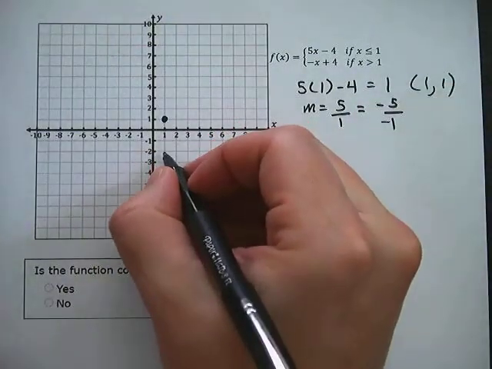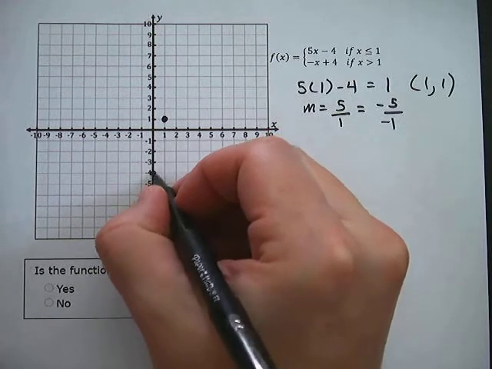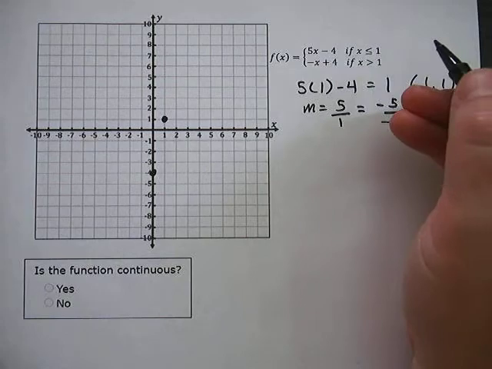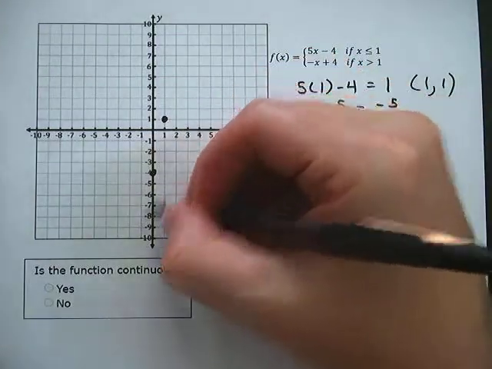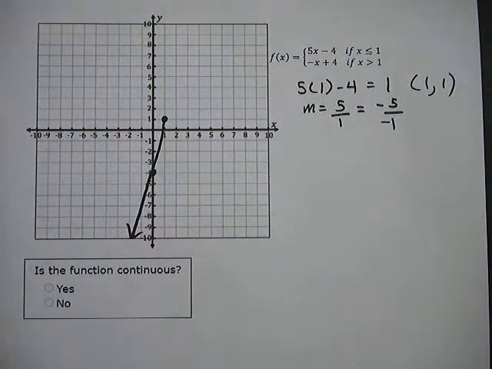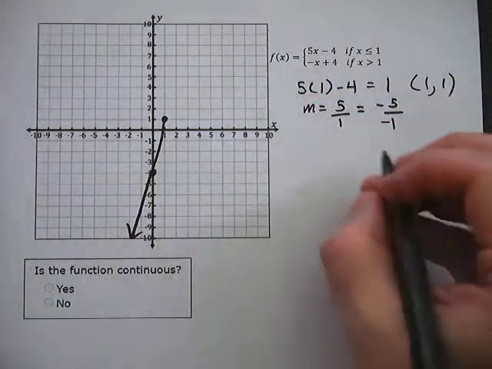So 1, 2, 3, 4, 5. And notice that that's also your y-intercept right here. Okay, so we can use that, and we could do one more if you wanted to, but that's good enough. All right, now let's look at the other one, negative x plus 4.